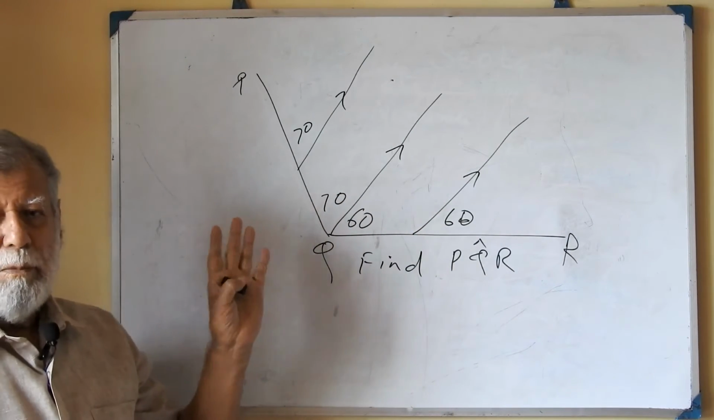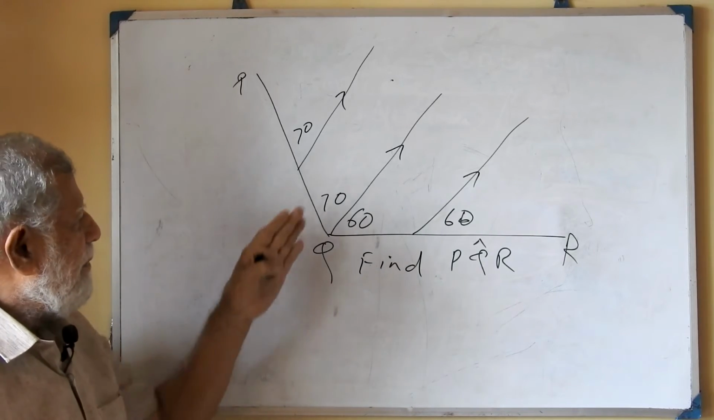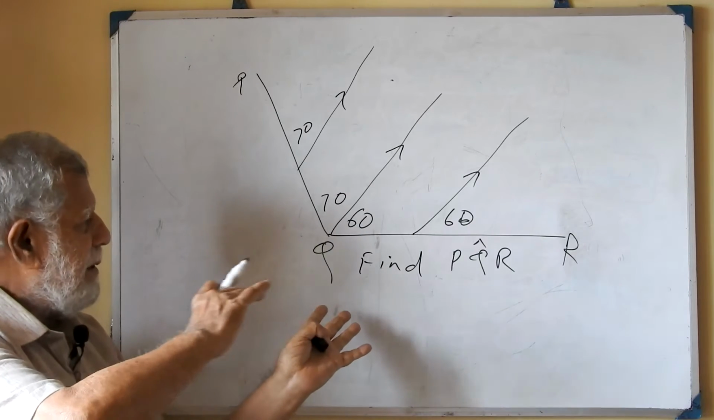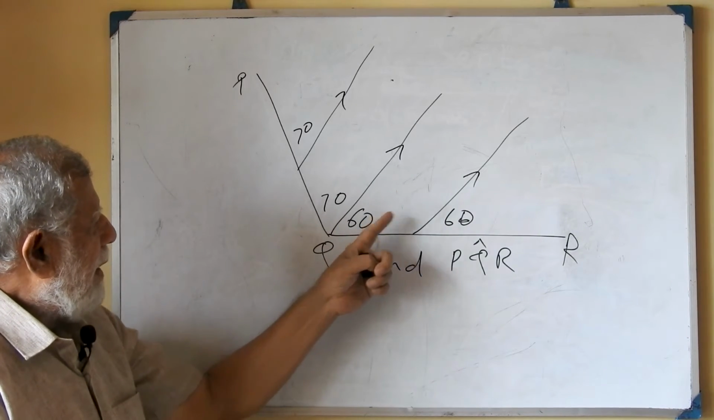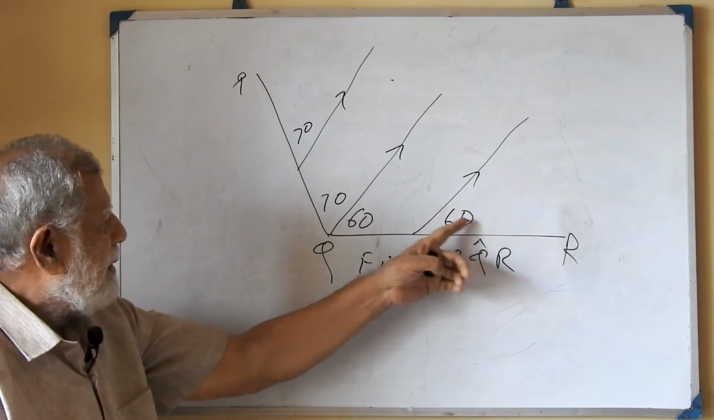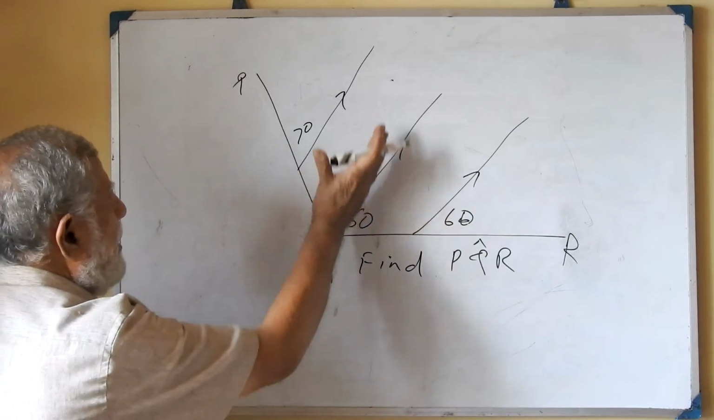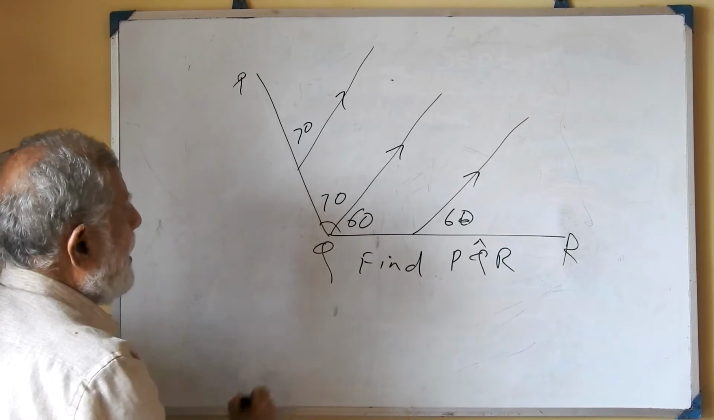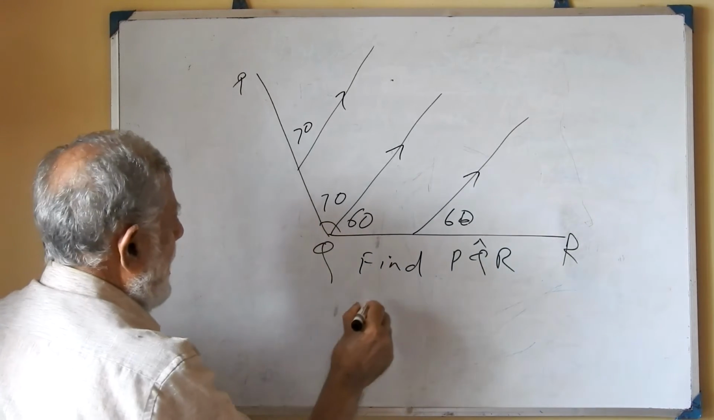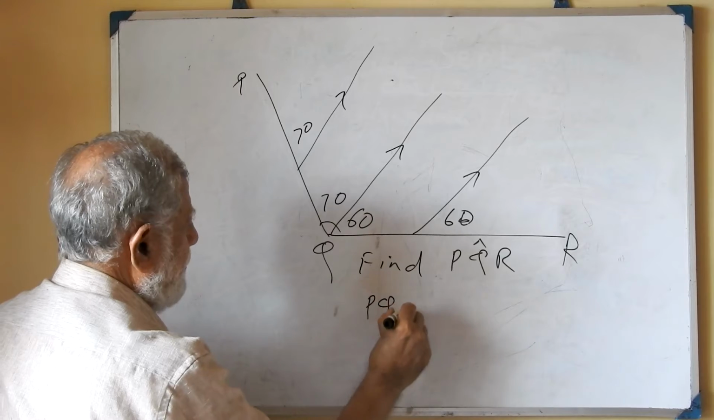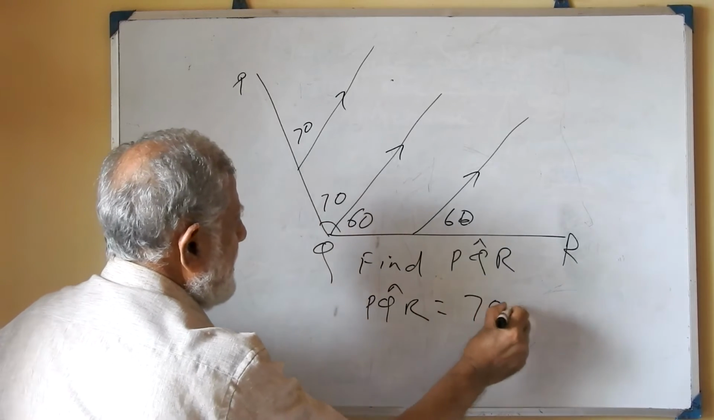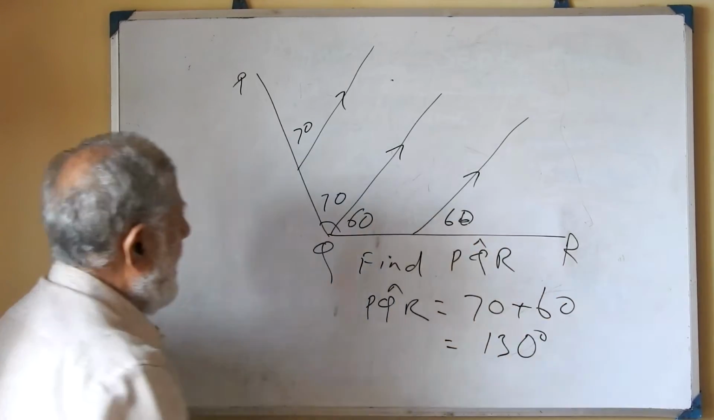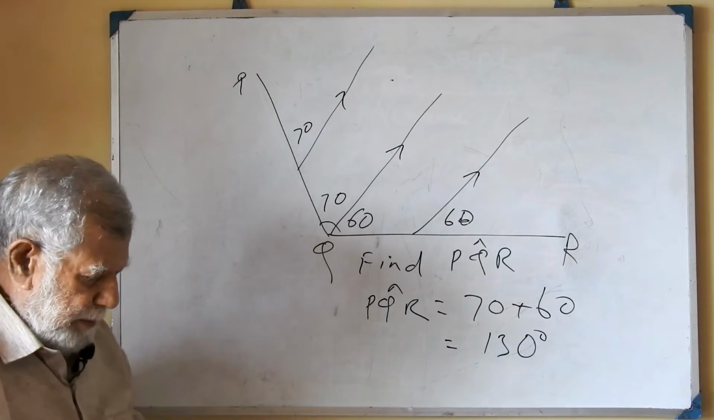You have to be able to identify corresponding angles with the letter F, one inside and one outside. Here you can see the letter F, of course in a different way. One outside, one inside, so this is 60, this is all 60. Same way, here you get a letter F, one outside, one inside, 70, 70. So what is the angle PQR now? PQR is equal to 70 plus 60, that is equal to 130 degrees. Okay, we'll take another example.